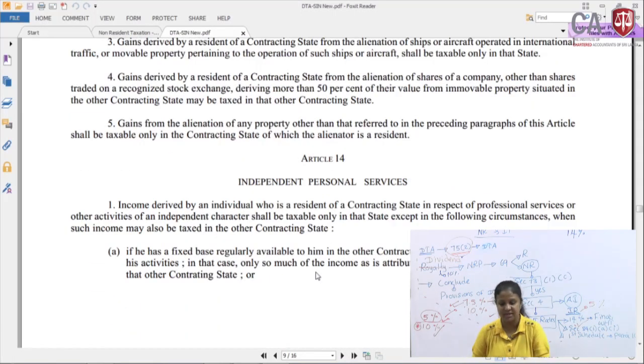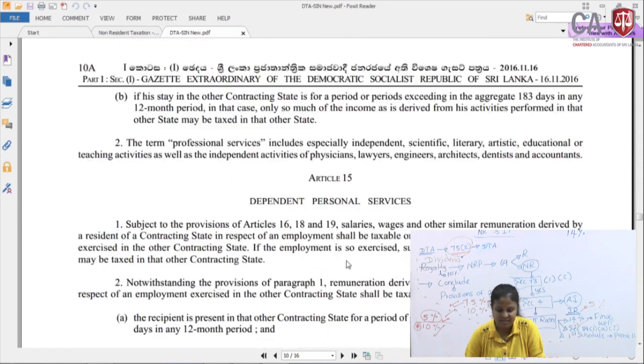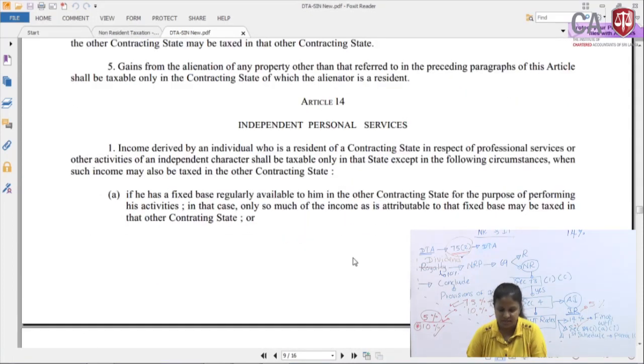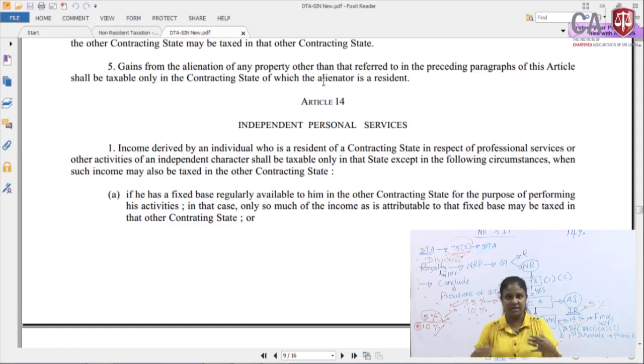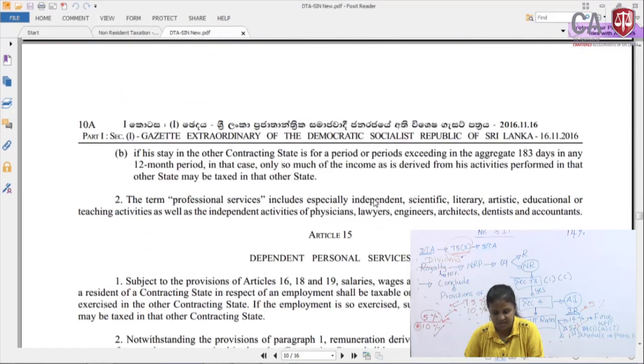Now come to these two: independent personal services and dependent personal services. Very, very important. Independent personal service means, Lamai, he is free. Think of a freelance consultant. Dependent means the person who is under me, dictating rules and conditions to me: do this, pay salary, this is the expense you should incur. Then dependent personal is the employment income. Independent personal is the freelance consultant likewise. Okay. How are we going to tax the income of the independent personal as well as the income of the dependent personal? I'm going to discuss Article 14 and Article 15.